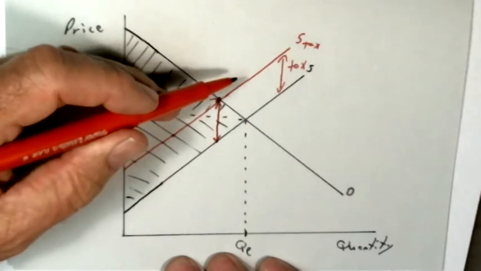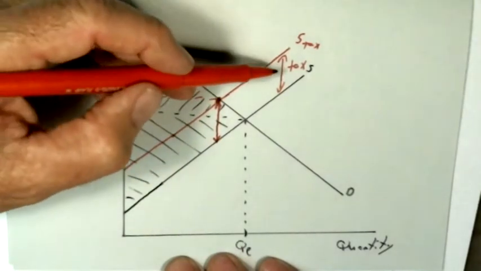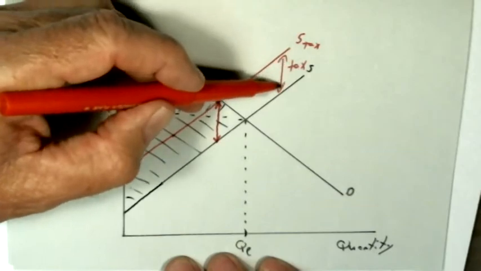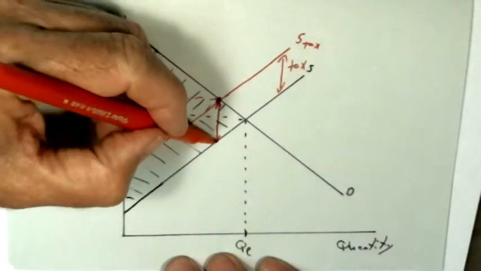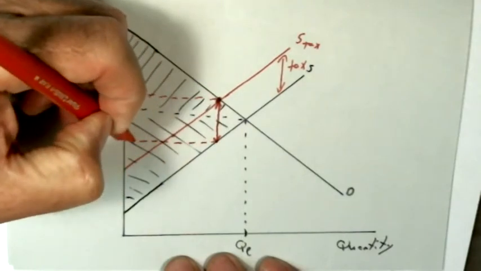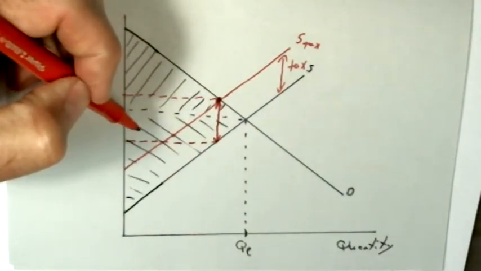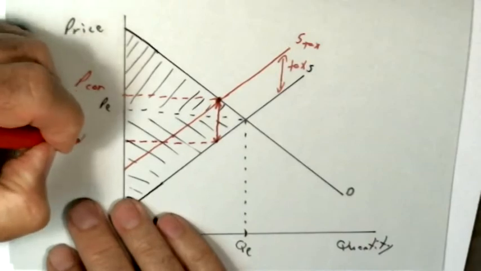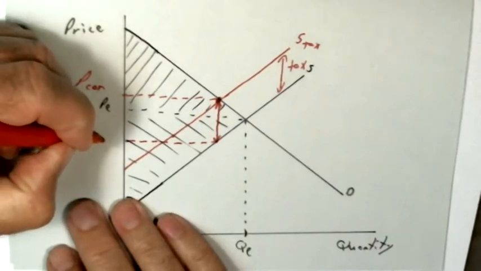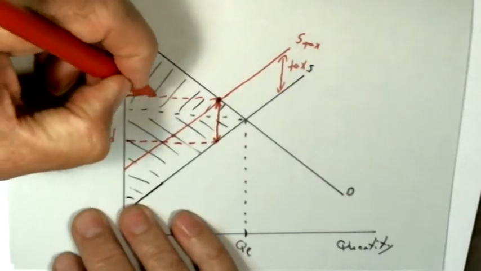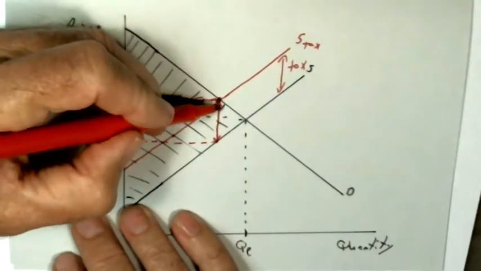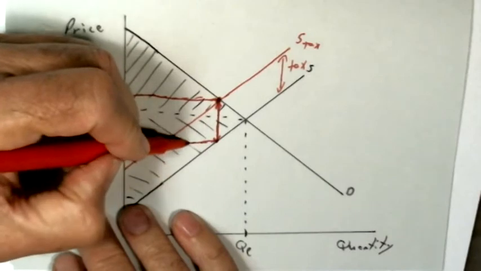Since the red supply curve and the black supply curve are parallel, this distance right here, which is the tax, is the same everywhere. So this distance is also the tax, and that leaves the producer after the tax with this amount down here, which we call the price producers get. So can you see that this little red box is the tax revenue that's going to be collected by the government?